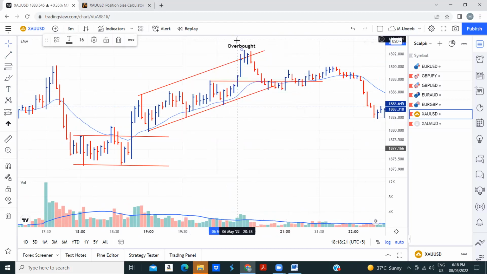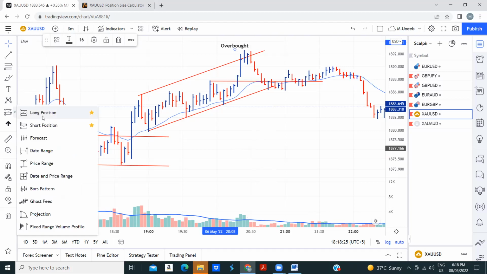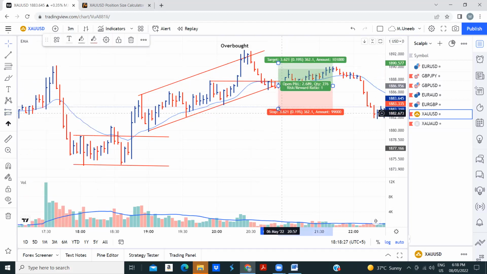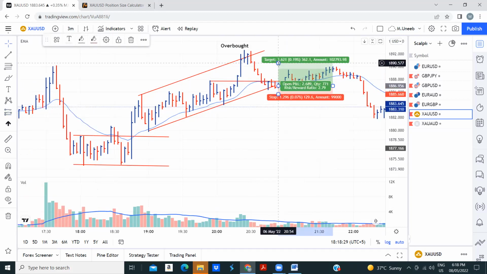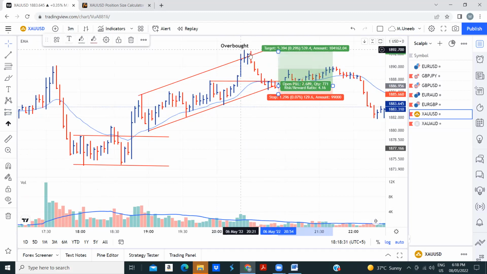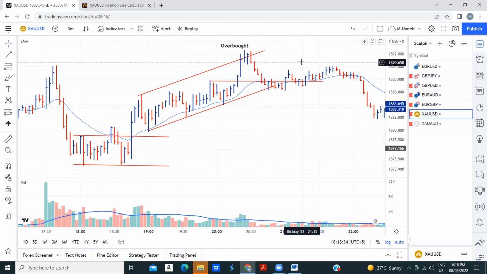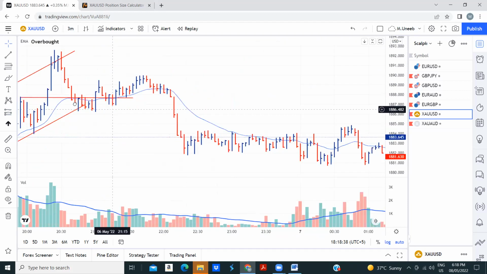Yeah. So tell me, would you take this trade or not? Would you go long trade? And if you say, okay, I will go long here. No, you will not go long here. If you buy here, you will lose because we have already seen the overbought here. So you cannot go against the buyers. Understand? Yeah.